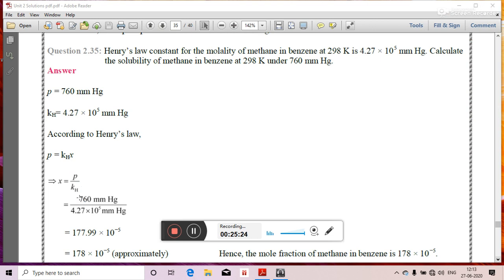So that is equal to 760 upon 4.27 into 10 raised to 5, equal to 177.99 into 10 raised to minus 5. So it will be equal to 178 into 10 raised to minus 5. Hence the mole fraction of methane in benzene is 178 into 10 raised to minus 5.